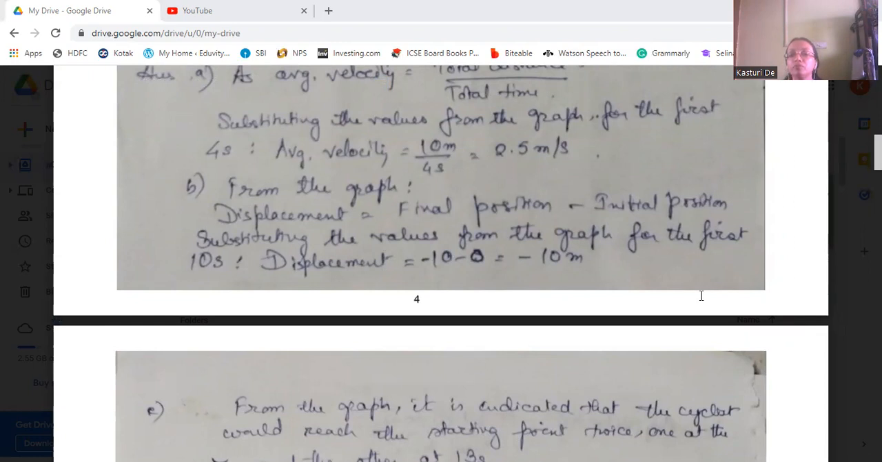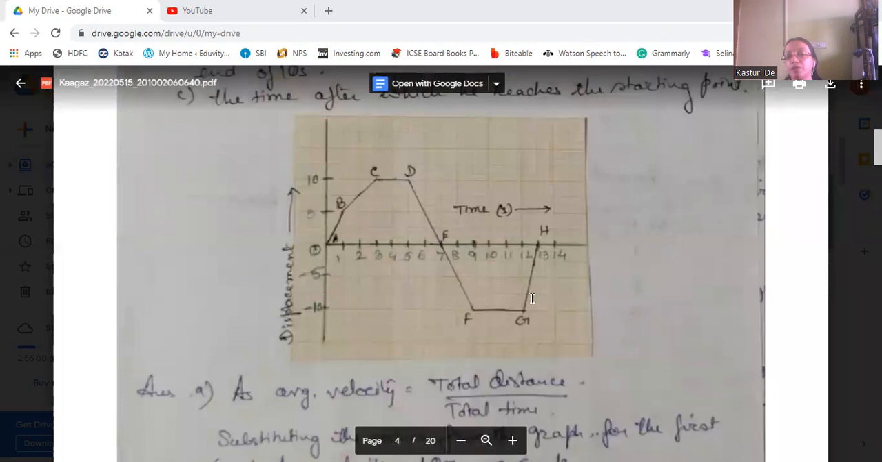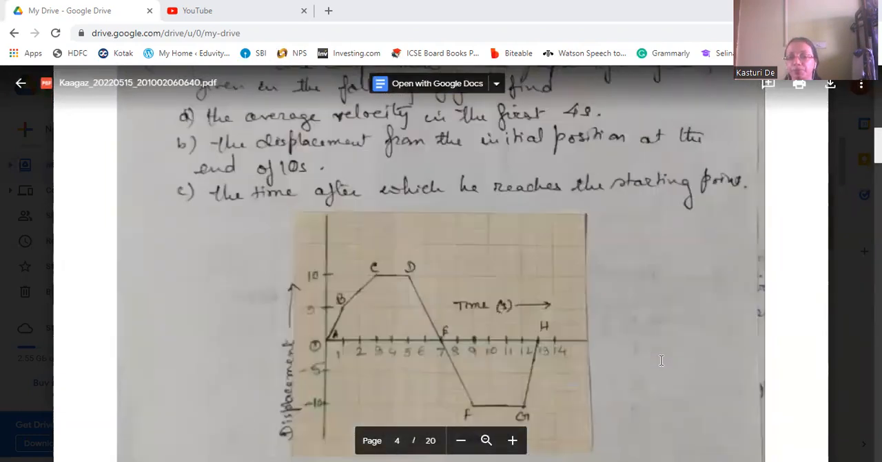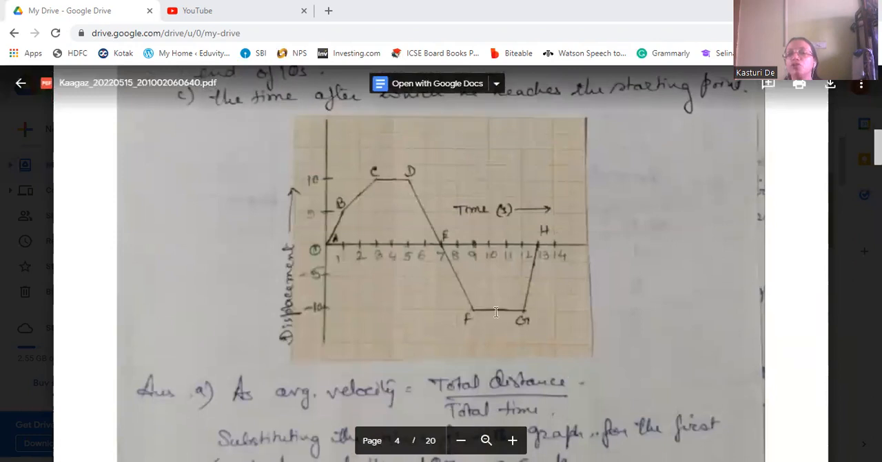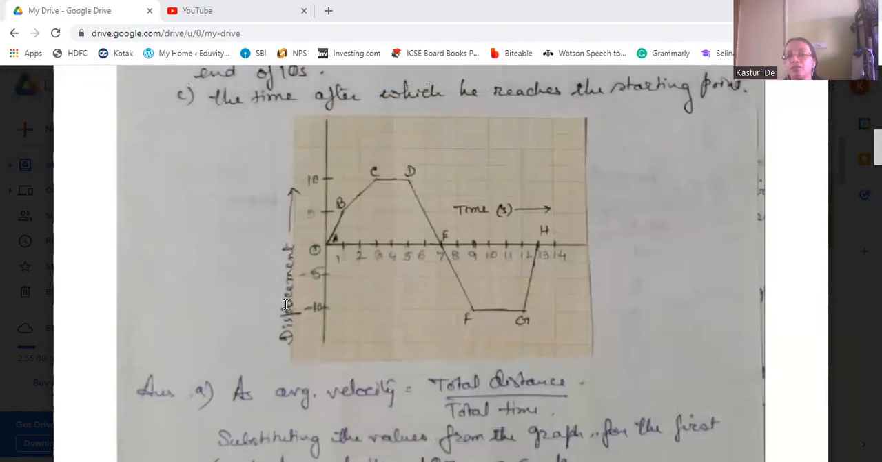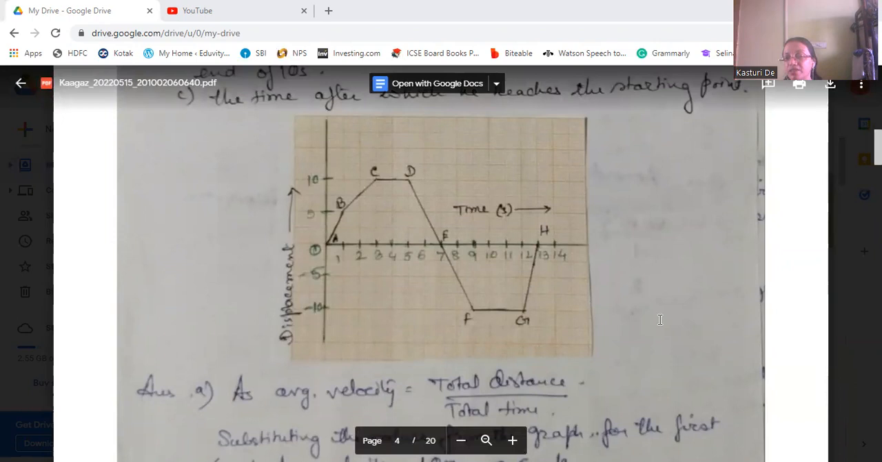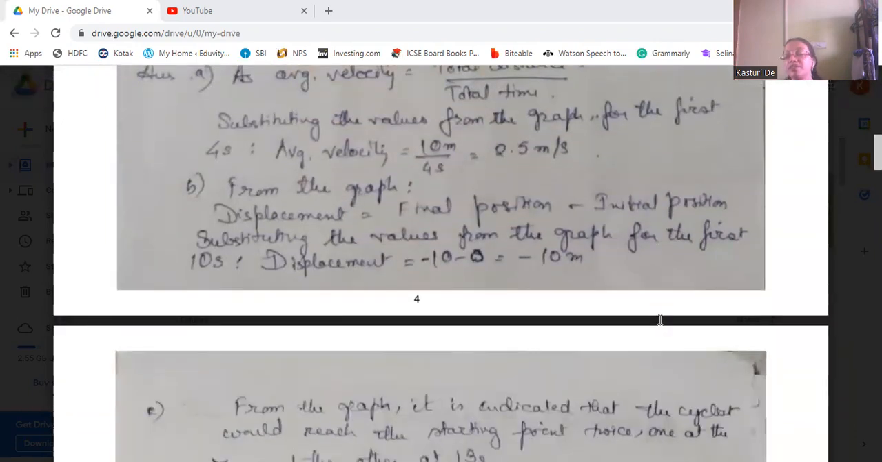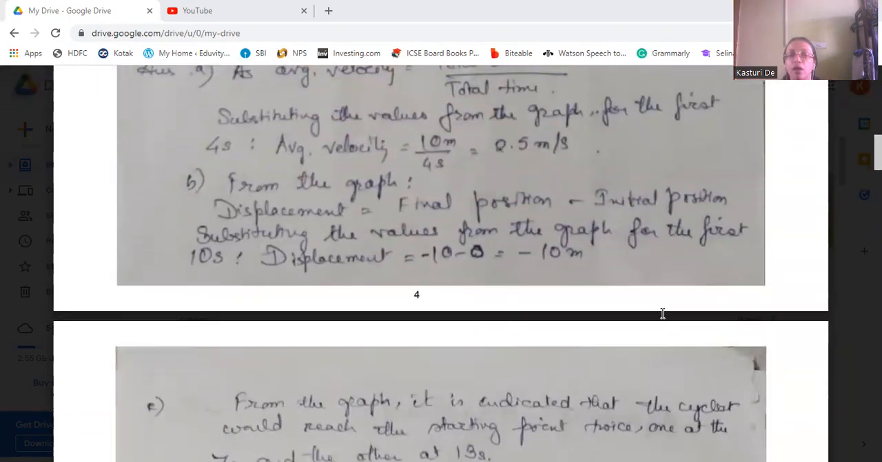From the graph, it is minus 10 meters rather. It's moving to minus 10. So it's coming down, no? So it's minus 10. From the graph, we can see it's minus 10 meters.